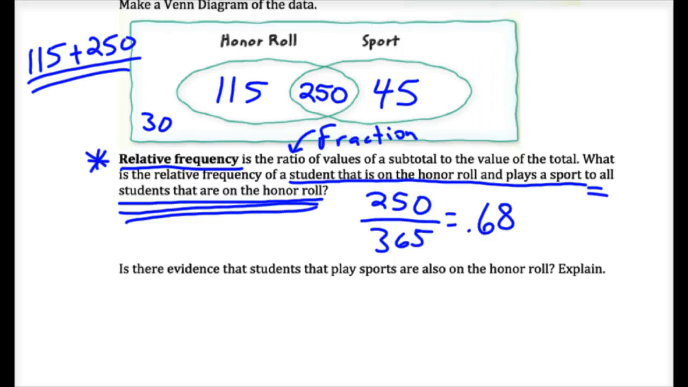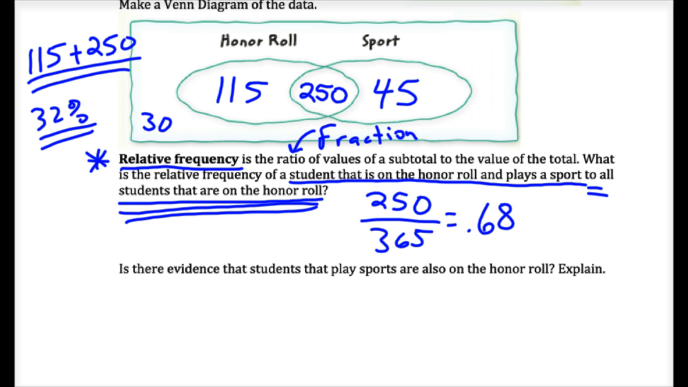That's a tough question. She's still confused. And then 32%. See if anybody can answer this. What do 32% of the kids do? 32% of the kids don't play sports, but relative to what? Relative to the honor roll. Very good. You have to put that in there.